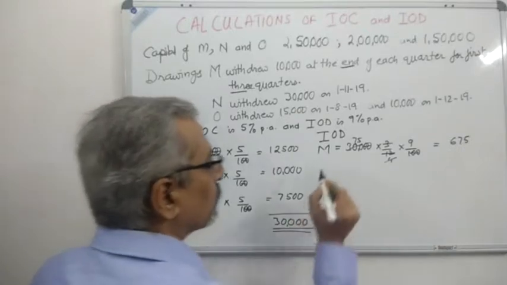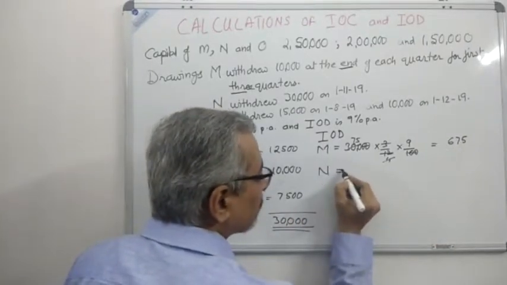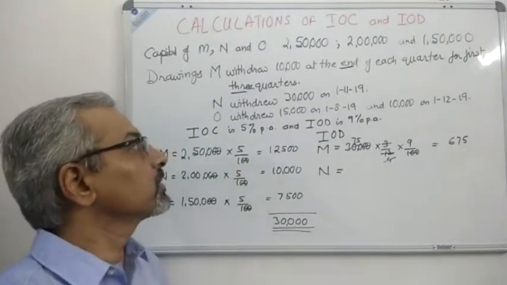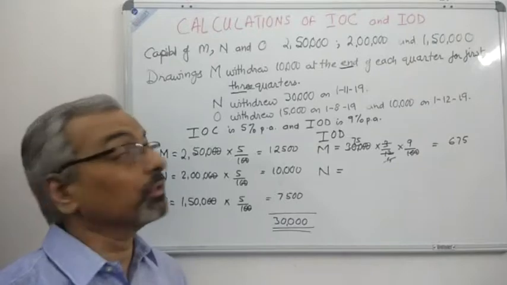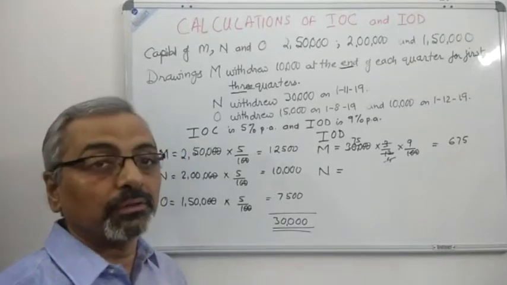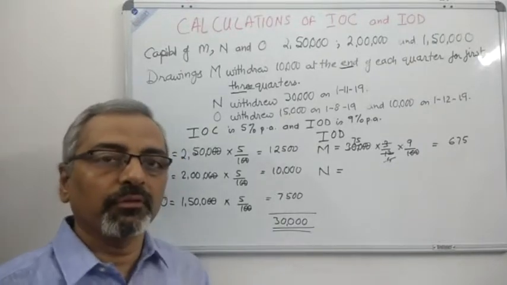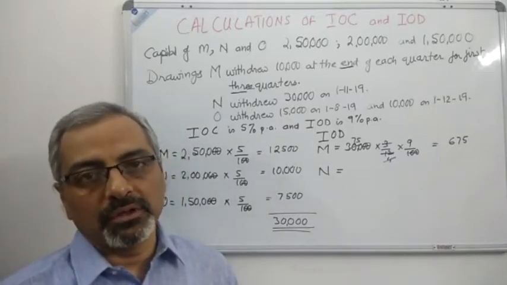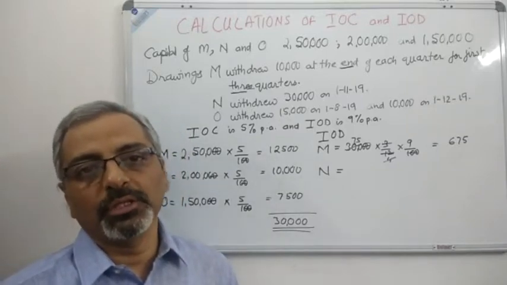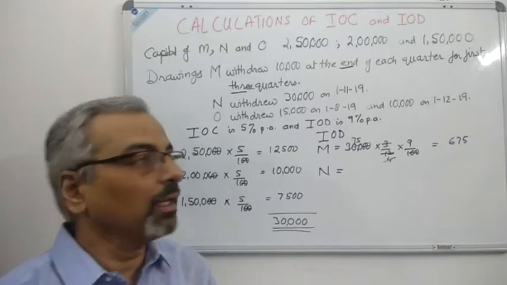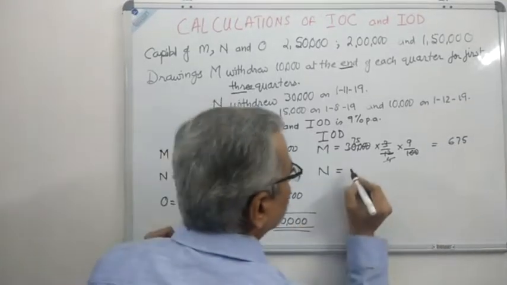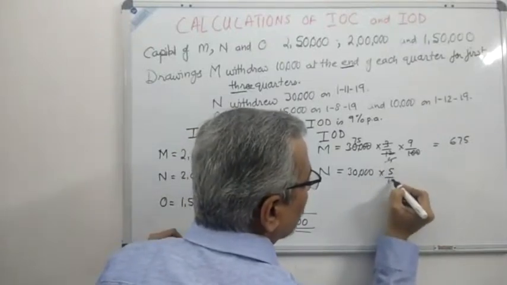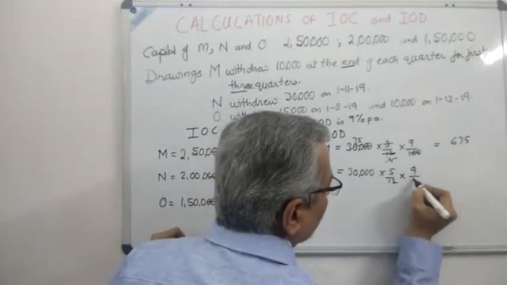Now let us move on to the calculation for N. So N, you can see, has withdrawn only once, and that also he has withdrawn 30,000 on 1st of November. So if you calculate time left from November, the whole month of November, December, January, February, and March, that is 5 months. Therefore we can see over here 30,000 into 5 by 12 into 9 by 100.